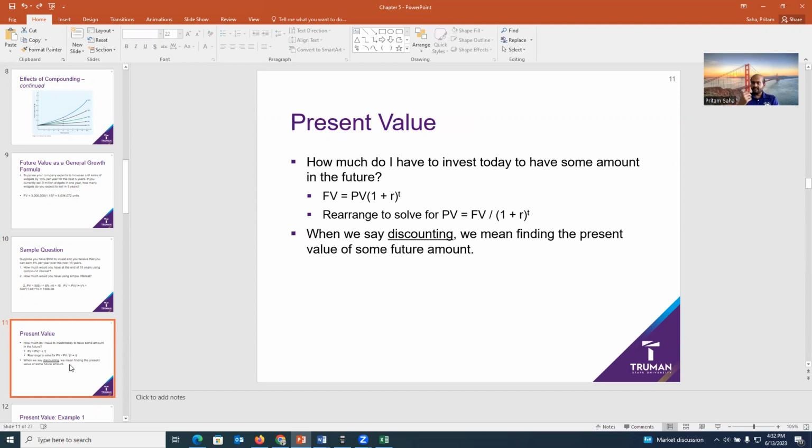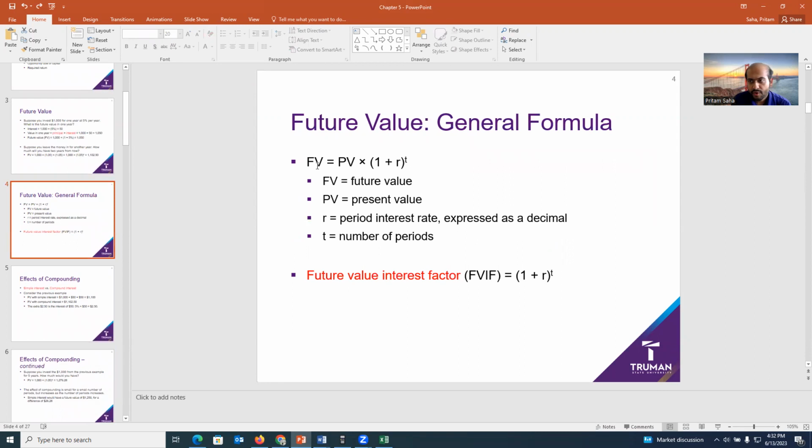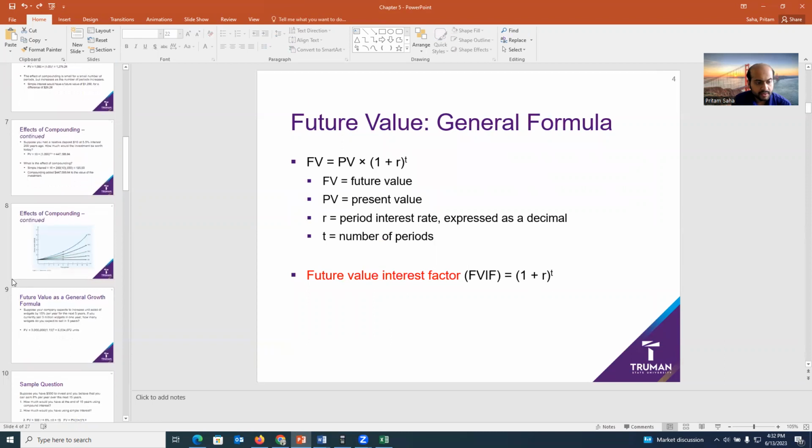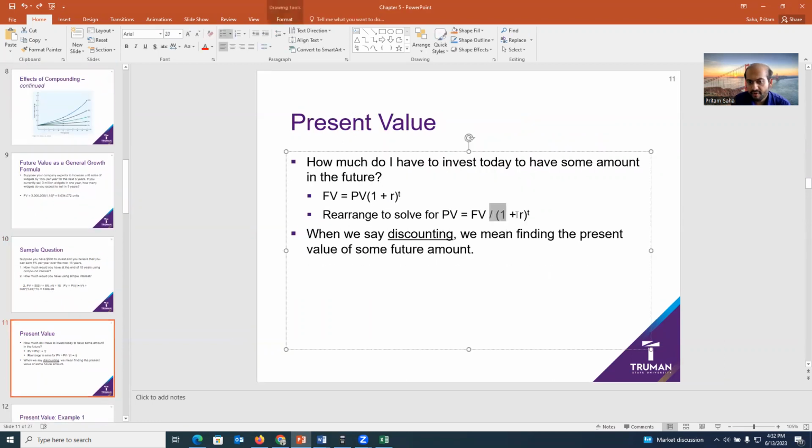Now, what is the present value formula? If we know the future value, what is the present value? We can start with this formula and rearrange. So present value is basically future value divided by the interest factor. To convert to future value, we multiply. This is called compounding. To convert to present value, we divide. This is called discounting, okay? Discounting. So be careful.